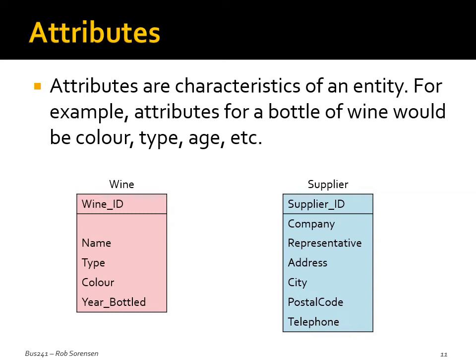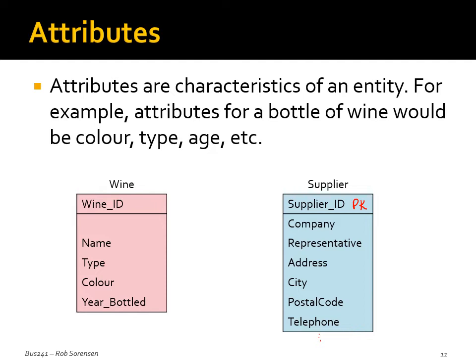All right. Let's look at supplier first, maybe on the right in blue here. I have a supplier ID. That's actually going to be my primary key because it's going to be unique for every supplier. That's my key field. I have the company, the rep, the address, the city, postal code, and telephone number. You may think of other things you want to keep in there, and we could maybe add a few to that list. That's okay. But that's good enough for now.